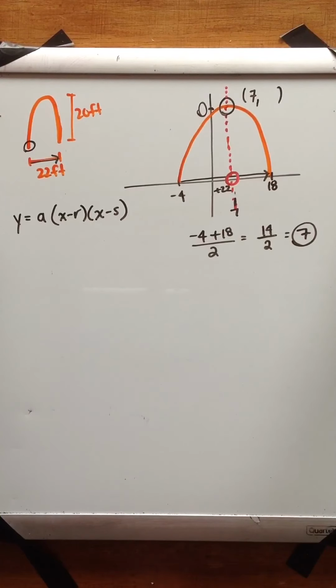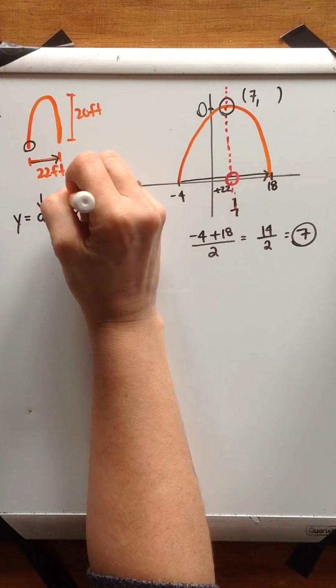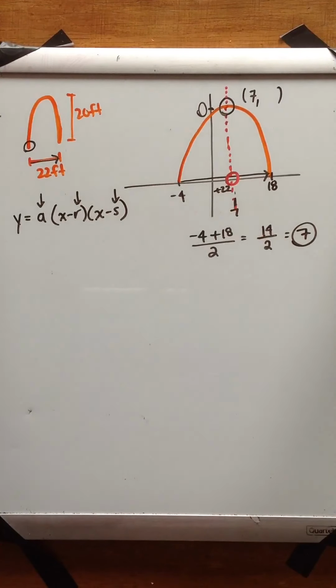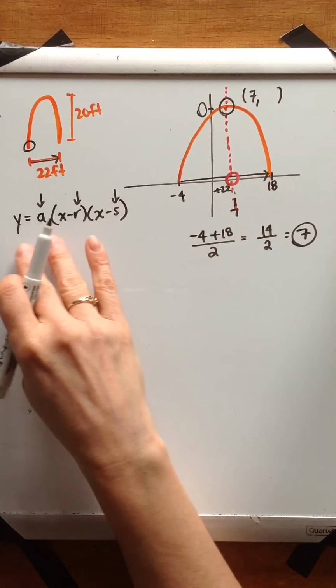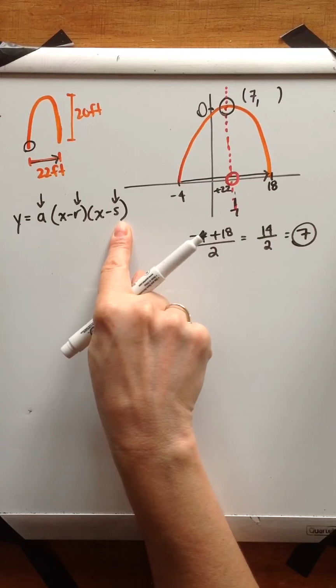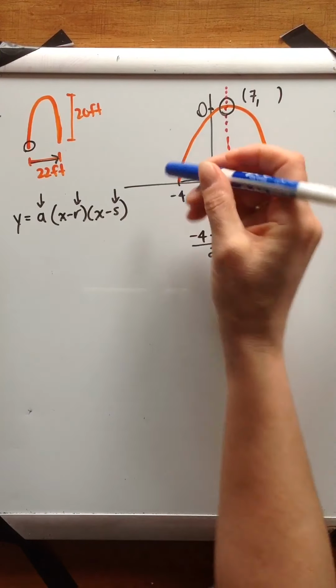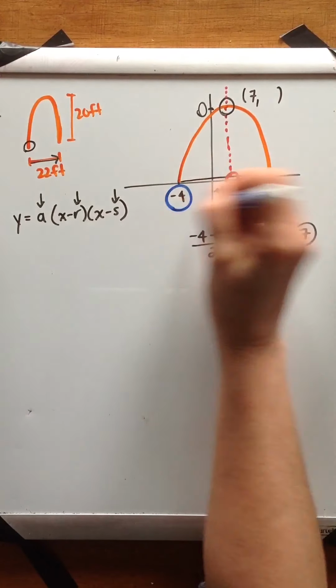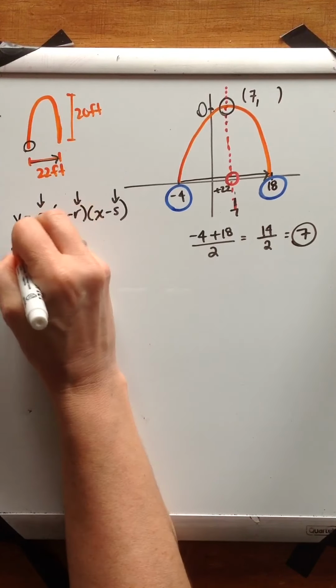So when we find an equation of a parabola, we need to find values for a and r and s. And then we can leave the x's and the y's alone because that'll represent all points that are on this specific parabola. Can we fill in r and can we fill in s? You bet we can. We've got our -4 here and our 18 here. So let's plug those in.